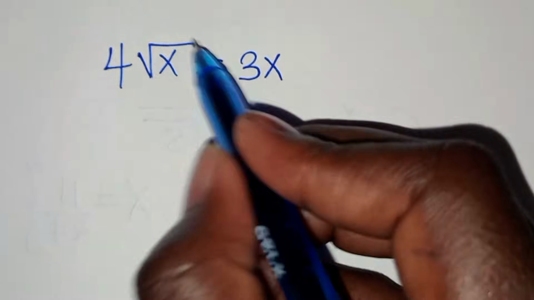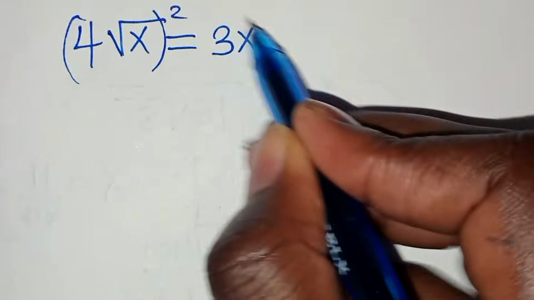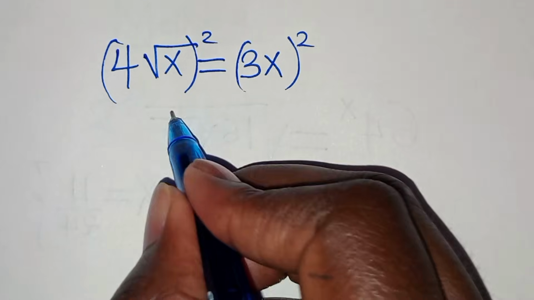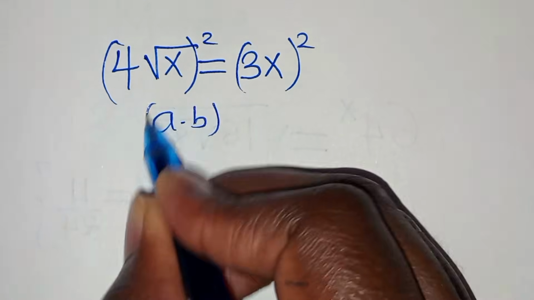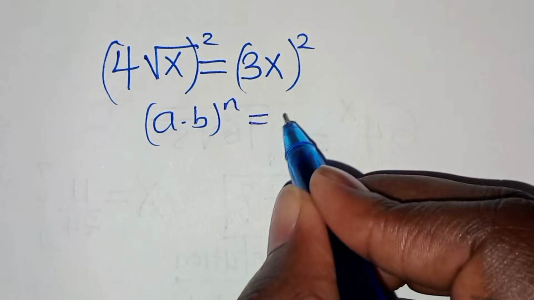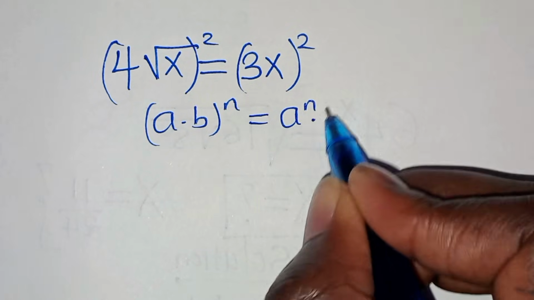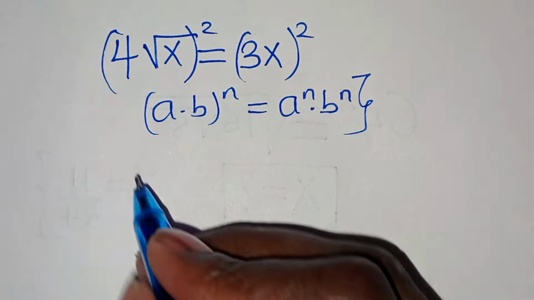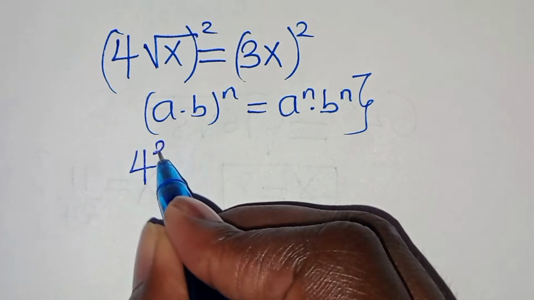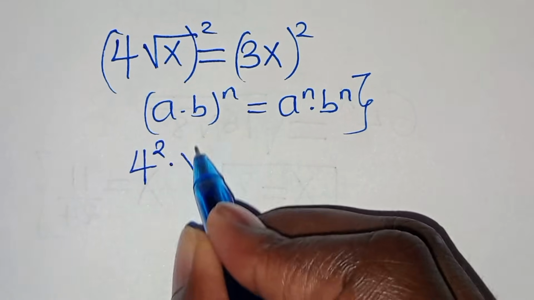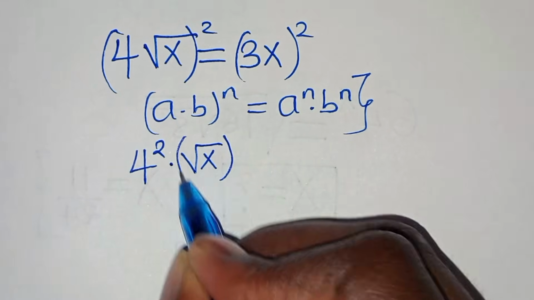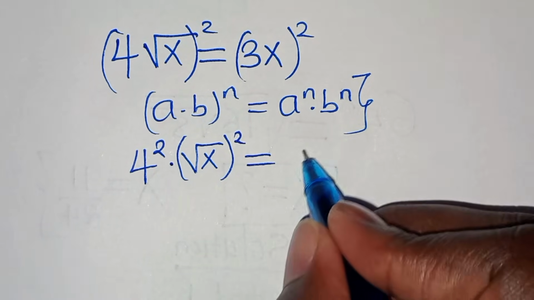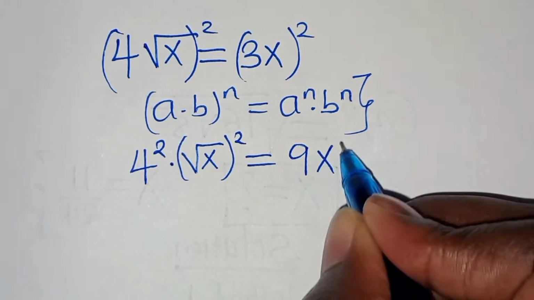Now from here, let's square on both sides. So that now, this is in the form of a times b raised to the power of n, which we can express as a to the power of n times b to the power of n. Applying this property, then we have 4 raised to the power of 2 times square root of x raised to the power of 2. This is equal to 3x to the power of 2, which is 9x to the power of 2.